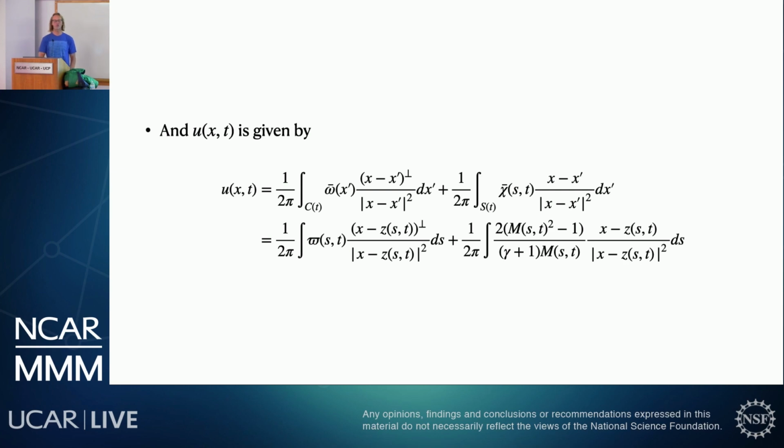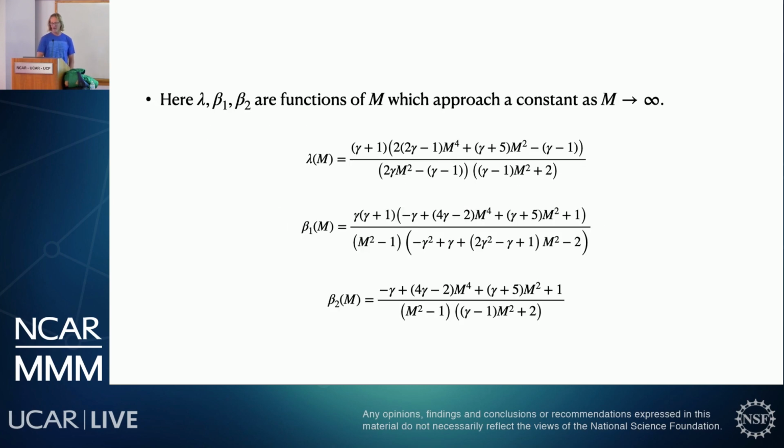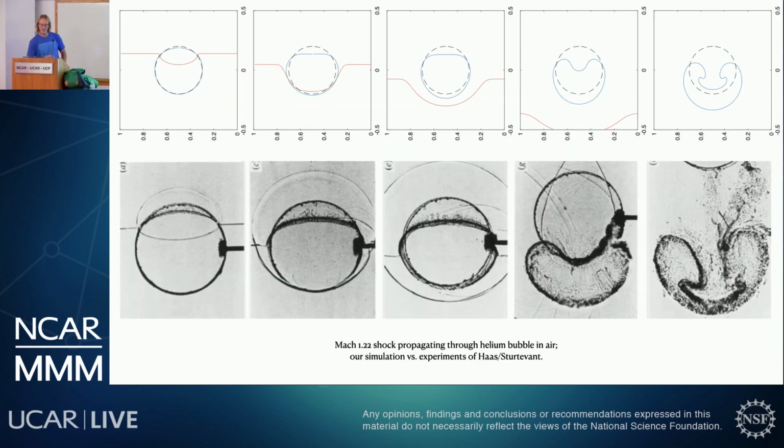But then you can reconstruct the velocity field everywhere, again, using a simple reconstruction algorithm. This is just these functions, which I don't expect you to remember at all. And here's an example of a classical experiment done by Haas and Sturtevant.